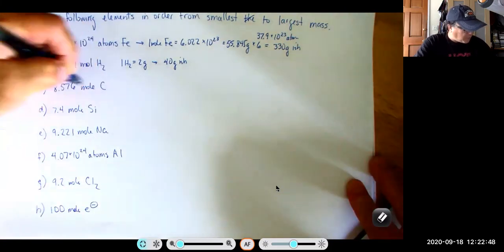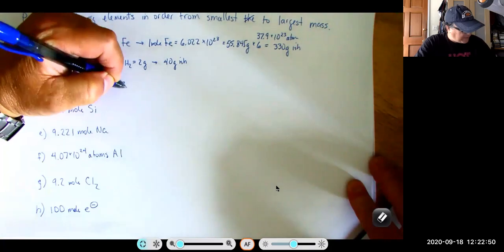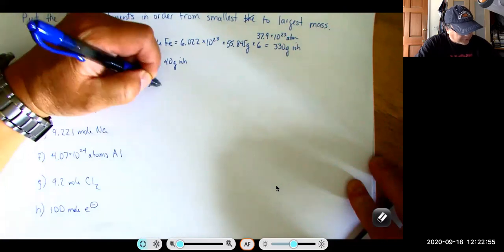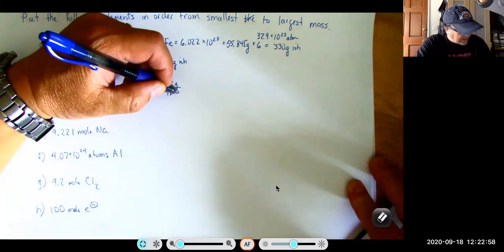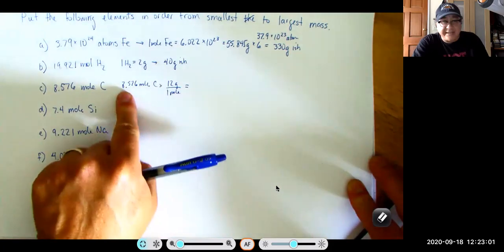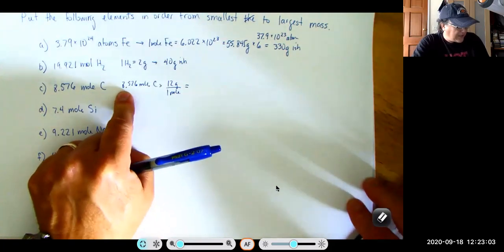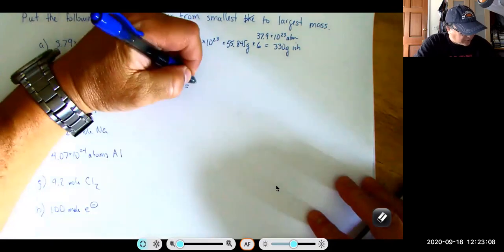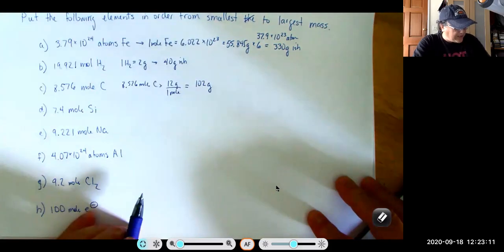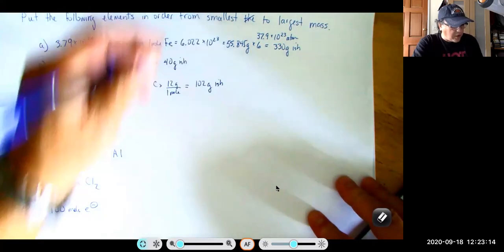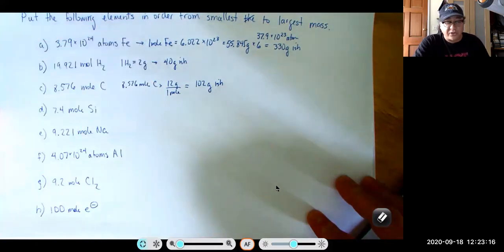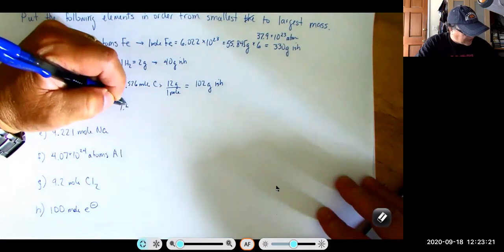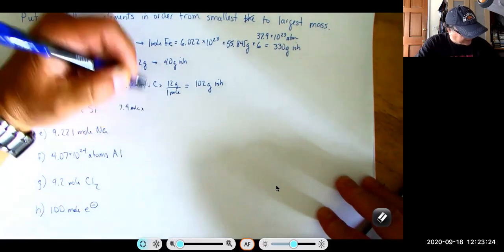Now here, for 8.576 moles of carbon, I know that there's 12 grams per 1 mole. And in my head, 12 times 8 is 96, plus a half more, half of 12, puts it at about, what, 102 grams. So here, this is an ish, but without doing a whole lot of work, I know which one is smaller and which one is larger. Are you with me? So this is the kind of work you might show on something like this.